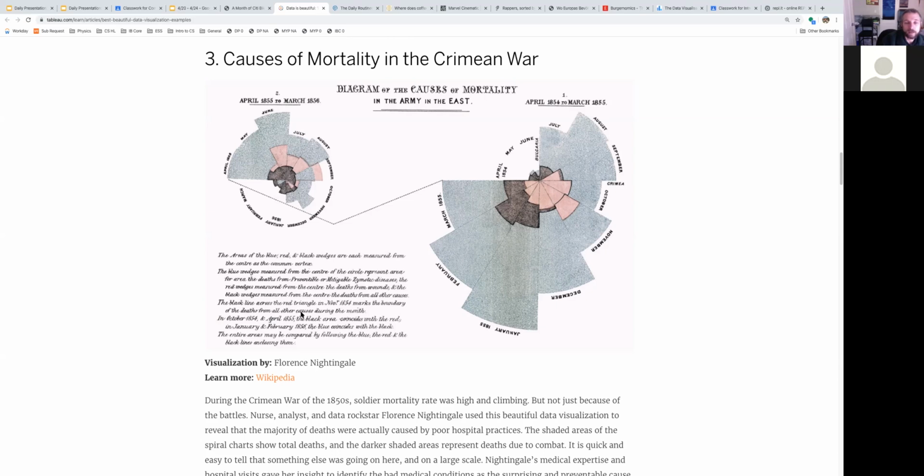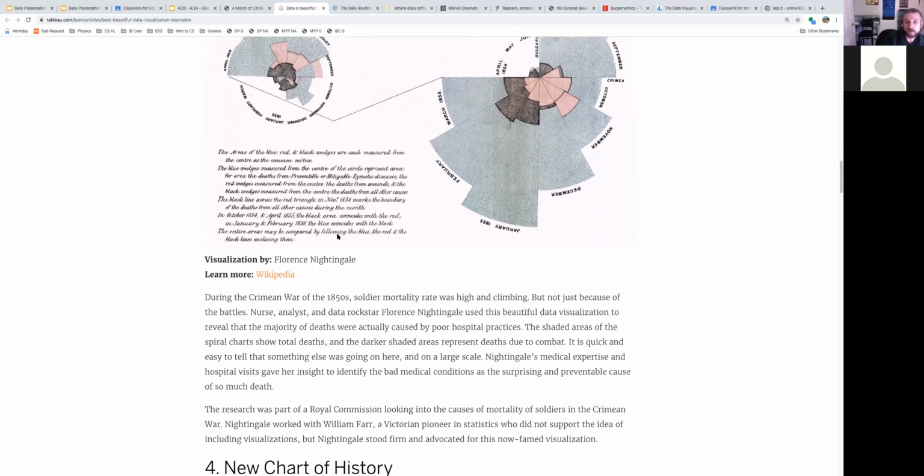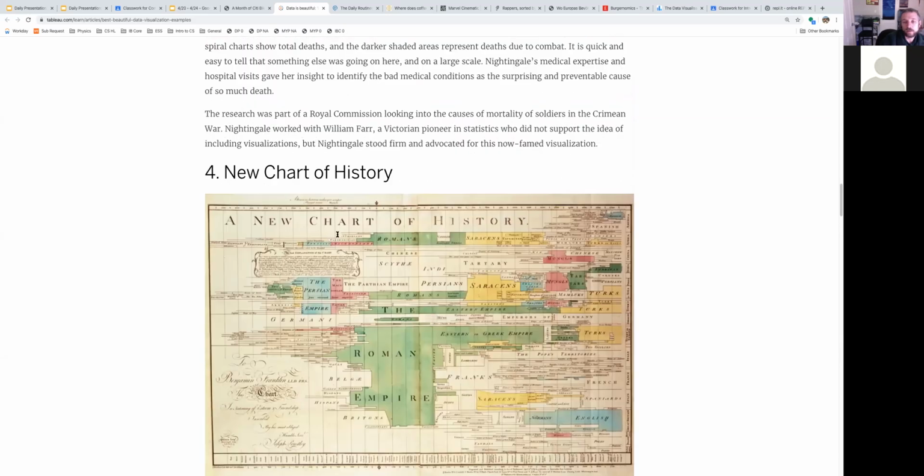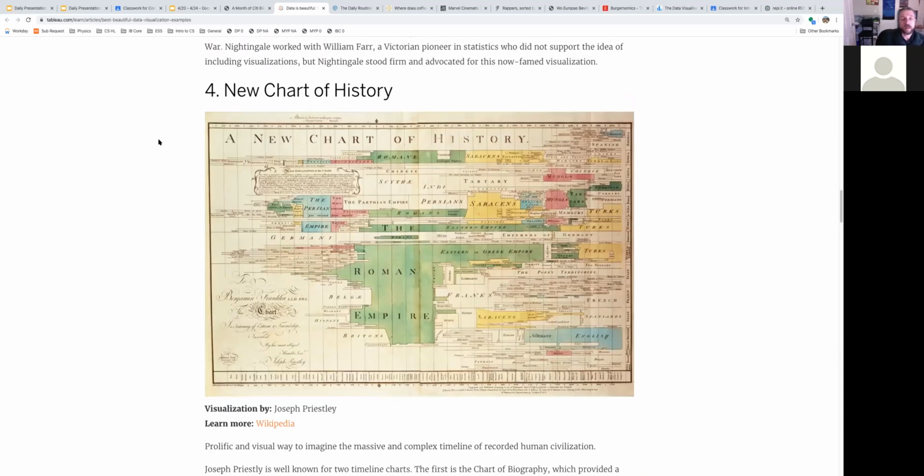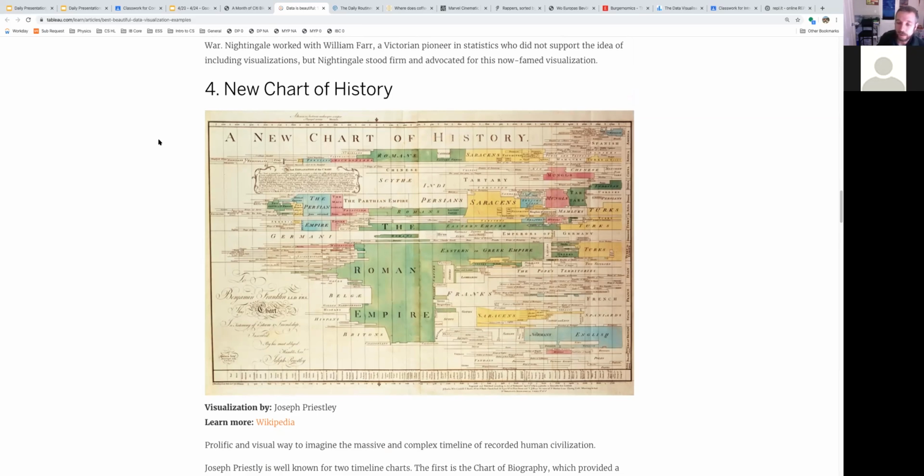The black line across the red triangle in November 1854 marks the boundary of the deaths from all other causes during the month. The legend is down here, but this was made, again, contemporaneously. So we've been dealing with data visualizations for a long time. It's just that as we have computers to help us out, we are able to do these obviously way more quickly and with more fidelity.